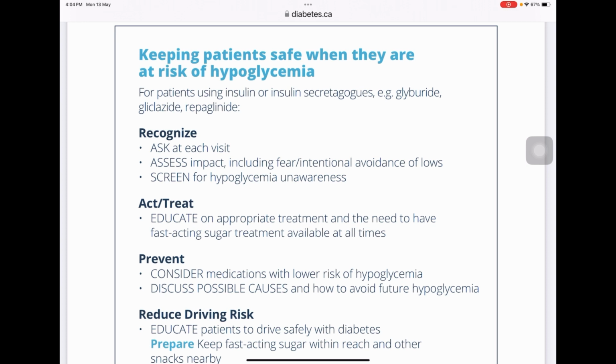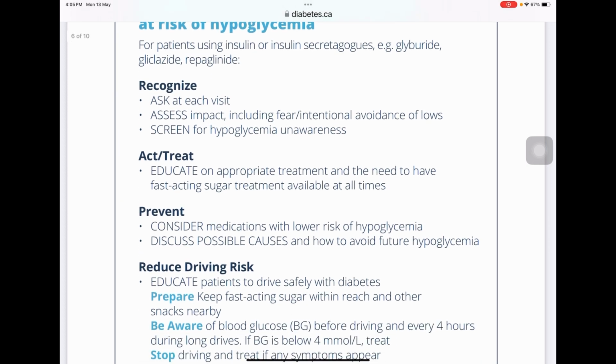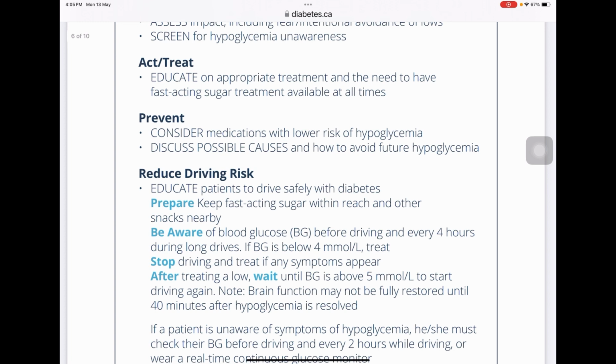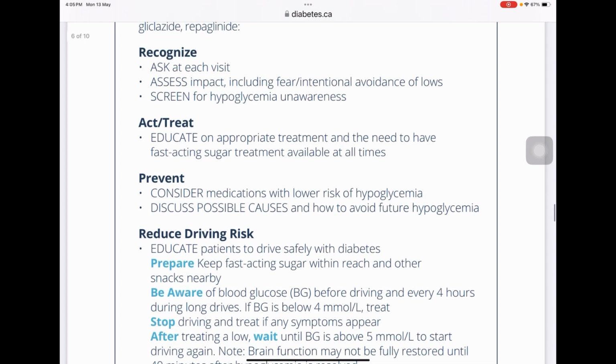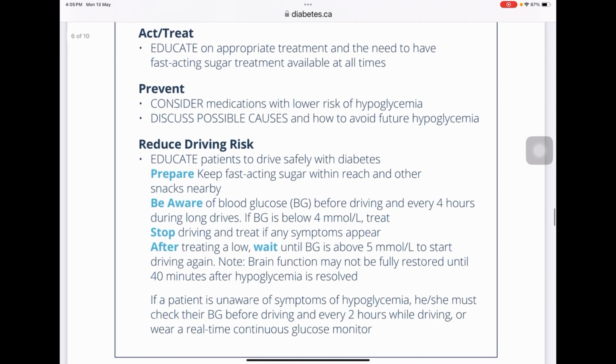So you need to recognize, ask, assess, and screen whether the patient is aware of the side effects. Then act: treat them and educate them on what to do in case it happens. Prevent: consider a medication with lower risk of hypoglycemia if another option is available, and advise the patient to start on that medication. Discuss possible causes and how to avoid future hypoglycemia. So ask, assess, screen, then act and prevent.